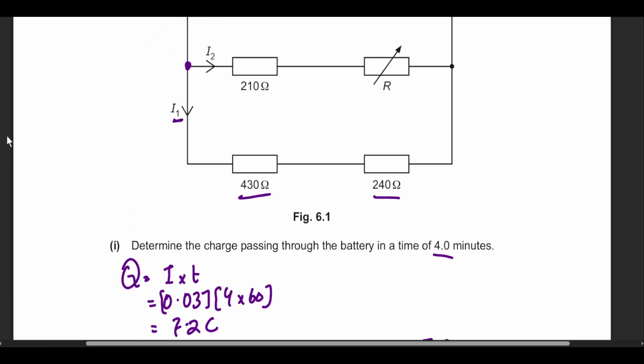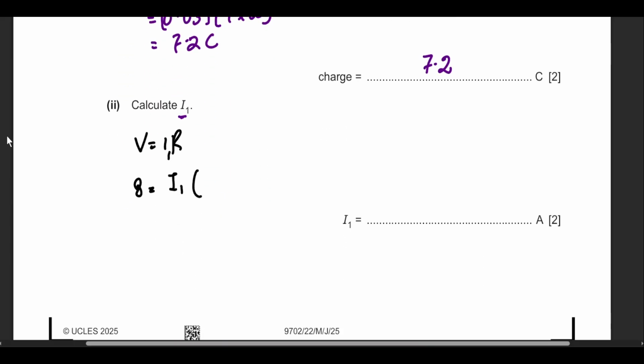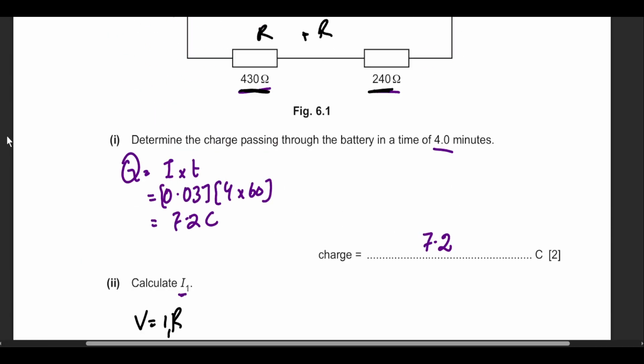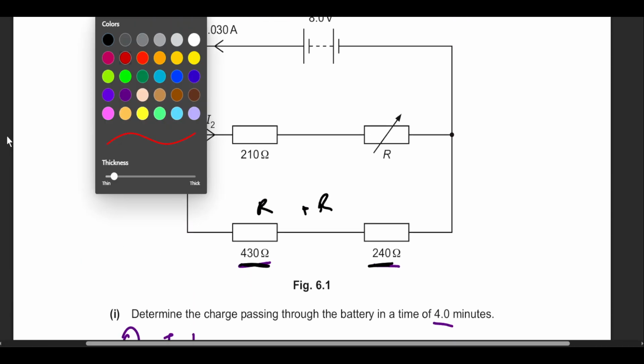Since it's the second branch, the resistors are connected in series. We can simply add their resistances together. This should be 430 plus 240. So I1 comes out as 8 divided by 670, which is 0.0119 amps, which rounds to 0.012 amp.